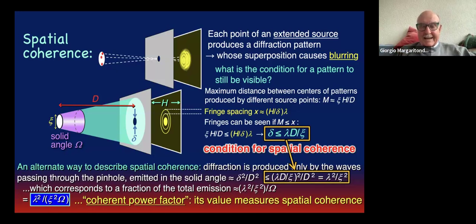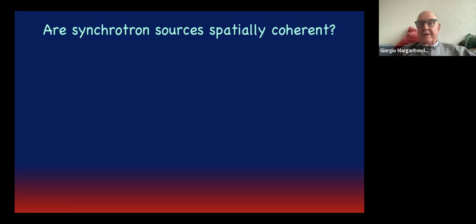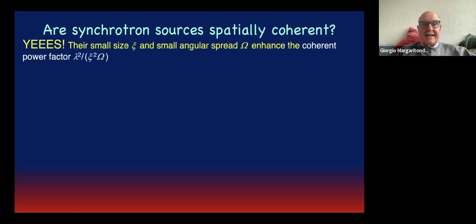Okay, and so now we can specialize our question about the coherence of synchrotron radiation by asking, are synchrotron radiation sources spatially coherent? That is, do they have a high coherent power? And the answer is yes, yes, yes. Why so? Because basically they can produce a small cross-section, they can produce a small angular divergence. They are the parameters that are in the denominator of the coherent power factor, and therefore they can boost the factor and boost the spatial coherence.